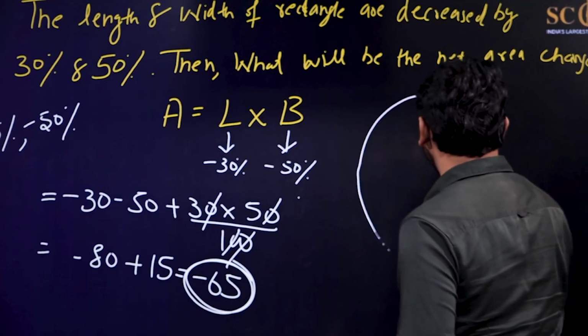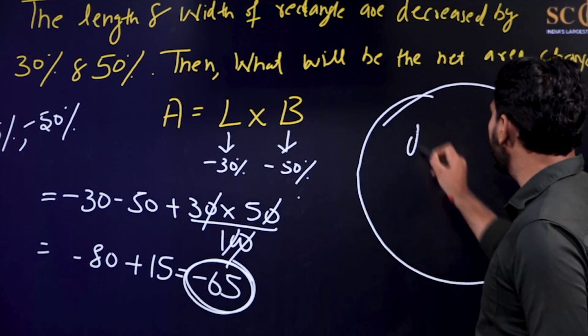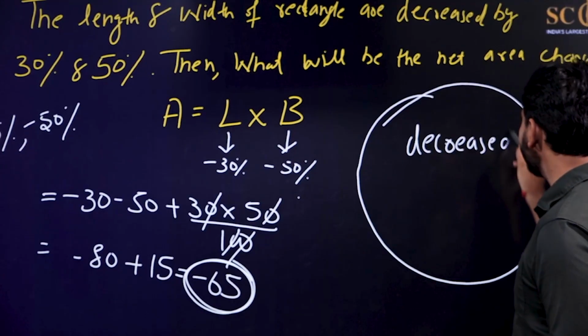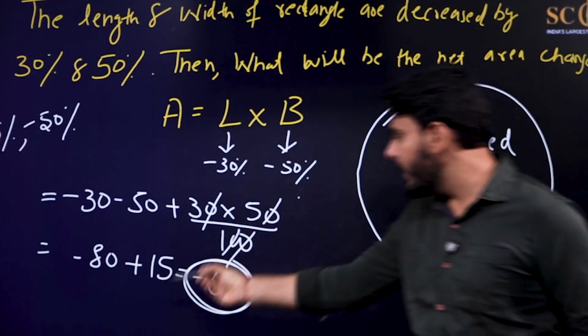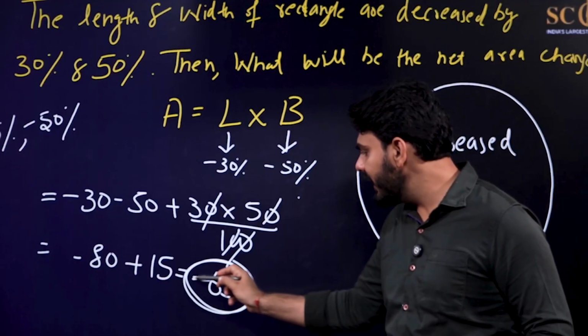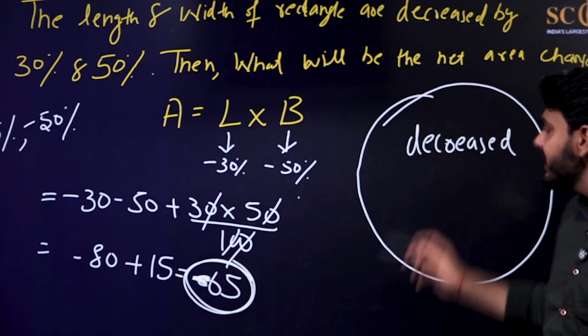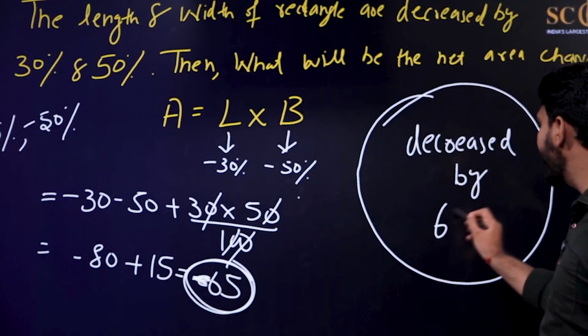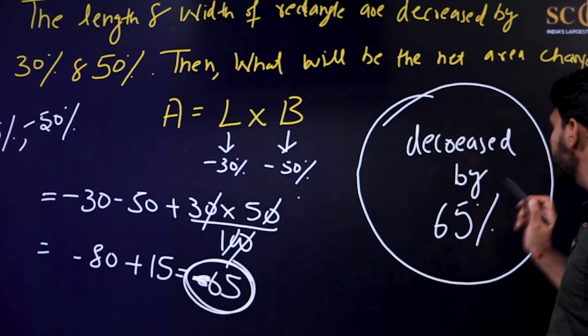So your answer is that the area is decreased. Why decreased? Because we are getting a minus sign in our answer. That's why we can say that the area is decreased by 65%. So this was our answer.